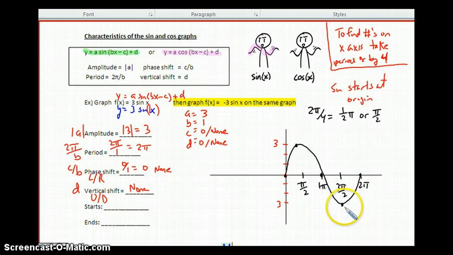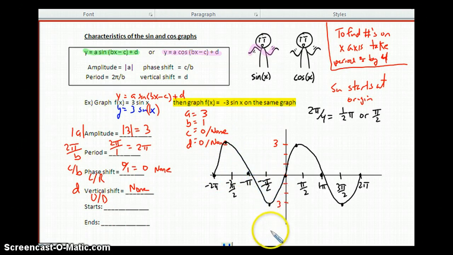What we need to do is we need to make 2 periods. So if I make 2 periods, what I want to do is continue the pattern but go backwards. So I subtract pi over 2 from everything. So from 0 it would be negative pi over 2. It would be negative pi, negative 3 pi over 2, and negative 2 pi. So once I've done those 4 numbers, I continue my pattern. So now, since I'm going backwards, I go down first, up, up, down. And my graph would look like that.